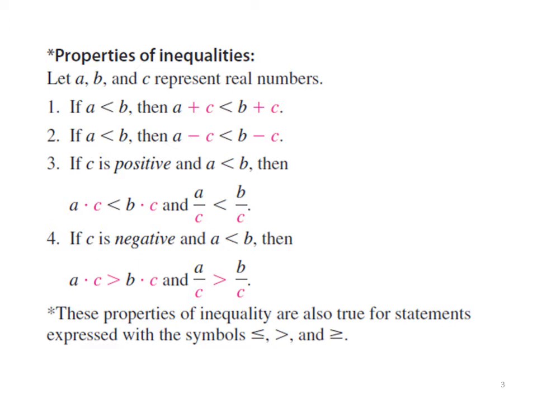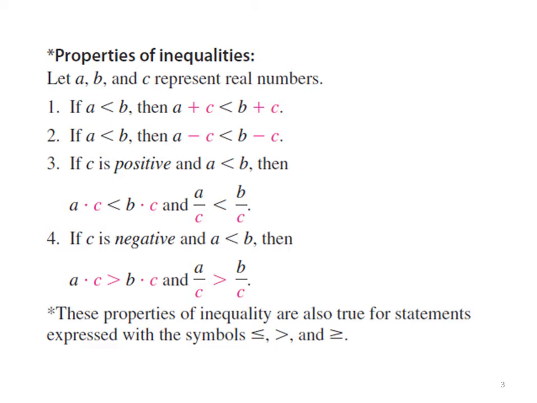Now, what about multiplying by numbers? That depends on the sign, whether you have a positive or negative number. If c is a positive number and a is less than b, then a times c is less than b times c. Meaning if you multiply both sides by a positive number, the inequality does not change. You can also divide by a positive number, and you have a over c is less than b over c.